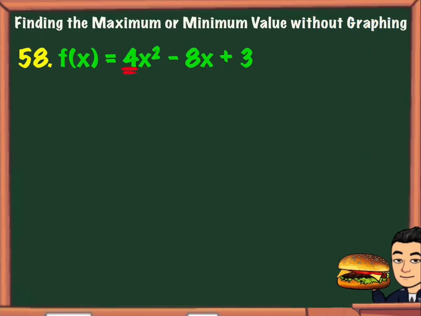If the leading coefficient is positive, you're going to have a minimum value. So let's find the x-coordinate of the vertex. We're going to use negative b over 2a. So negative b is negative negative 8 over 2 times 4. This will be 8 over 8. That gives you 1. Insert 1 into the x of the function.